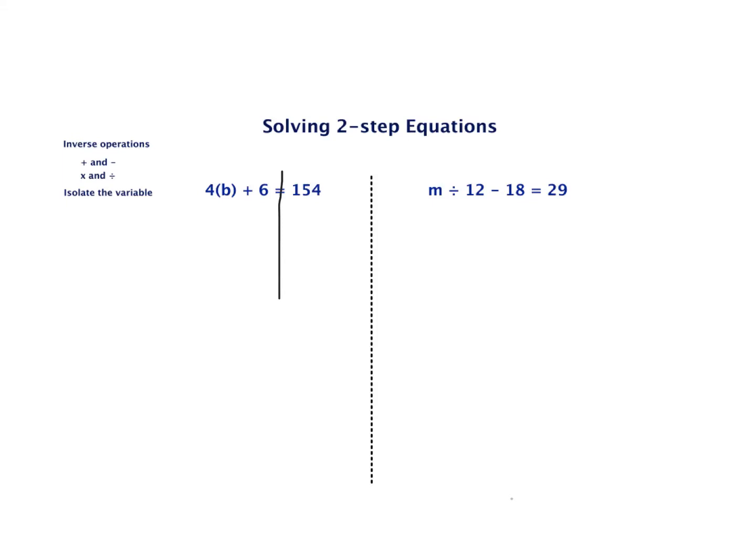Today we're solving two-step equations. We are going to use inverse operations to balance the equation, and our goal is to isolate the variable, so we're solving for b. 4b plus 6 equals 154. I drew my line to show that I am balancing the equation, just like you would balance a scale.